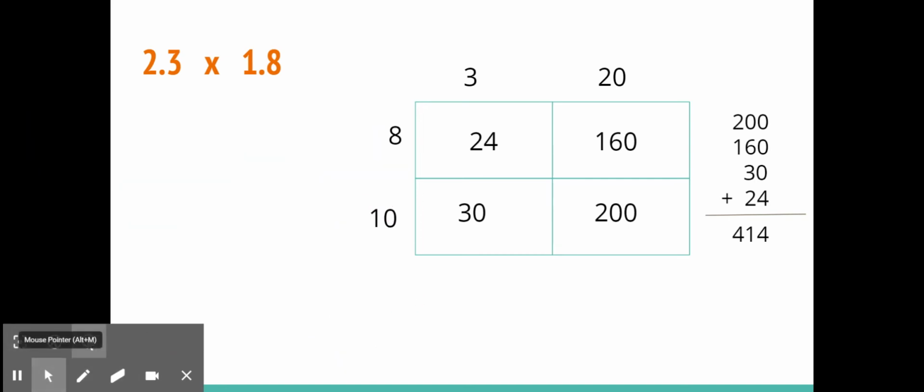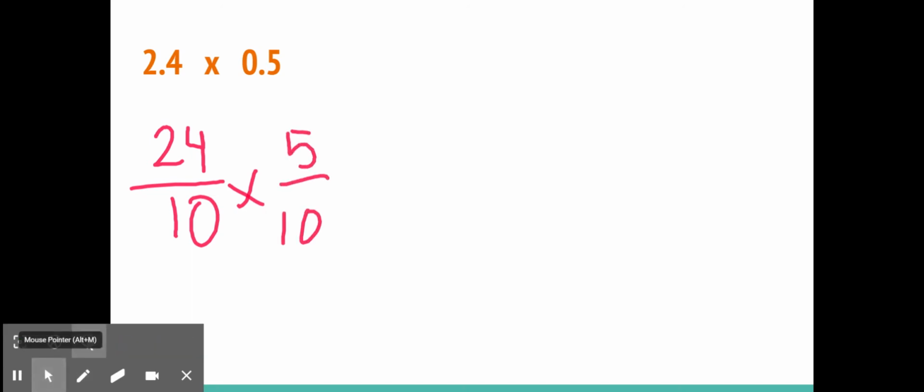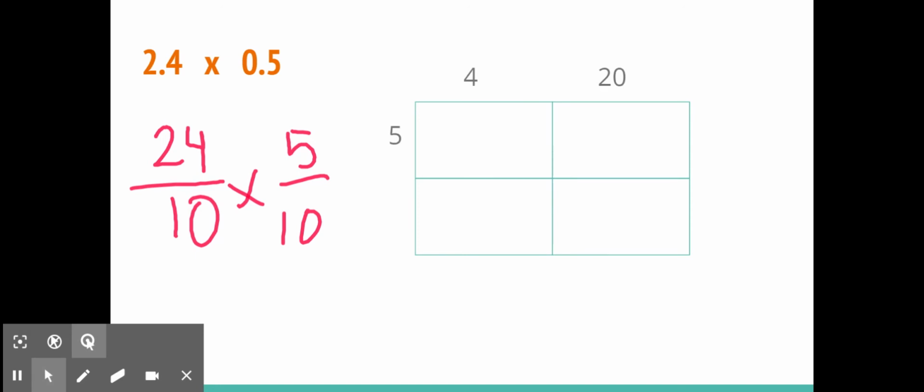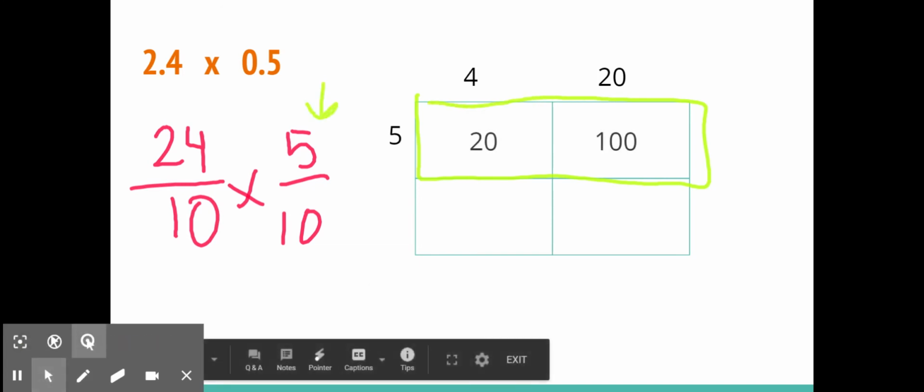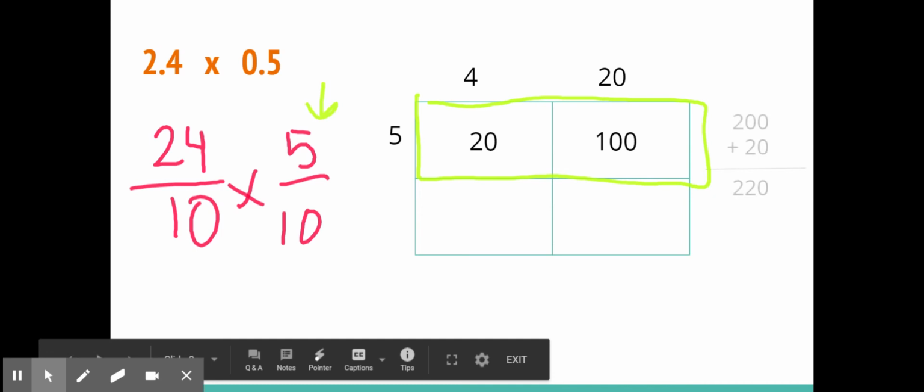Let's keep it going with these next few. So I have 2 and 4 tenths, which I'm going to think of as 24 tenths, times my 5 tenths. Again, I'm setting up that area model. I'm just using this top part of my area model this time because I only have a 1-digit factor for my second one. I go ahead and find my partial products, and then add them together.